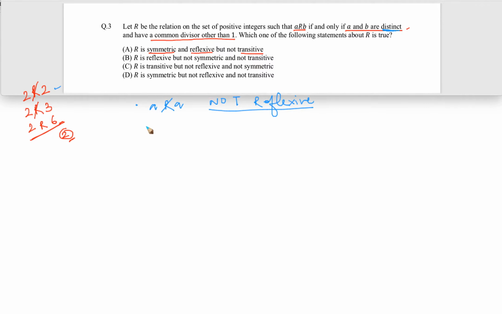Okay, this is done. After that, let's understand symmetric. Symmetric means, let's say A and B are in relation, does it imply that B is in relation with A? And that is true. Why? Because if A is in relation to B, it means that A and B are distinct, so B and A will also be distinct, and they have a common divisor other than 1. If A and B have a common divisor other than 1, then B and A also have a common divisor other than 1, obviously. So we can say that it is symmetric but not reflexive.